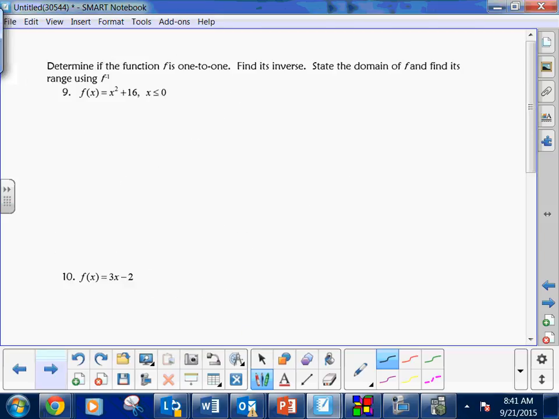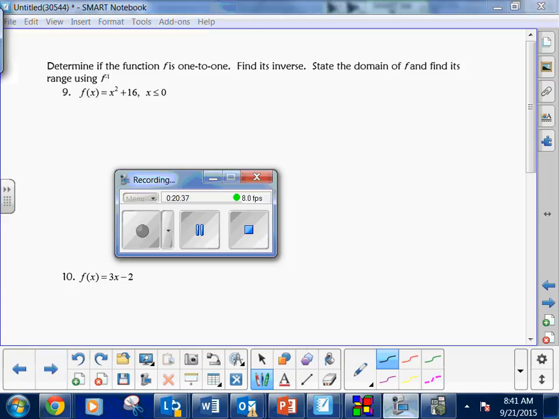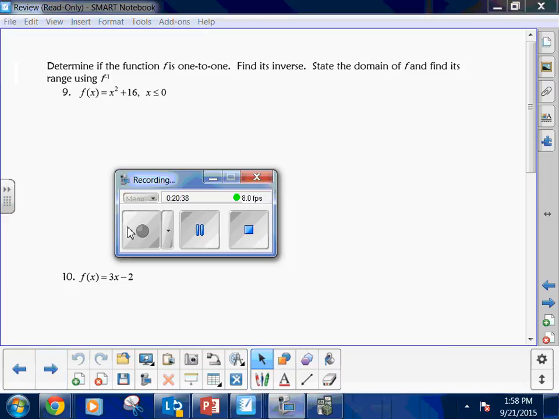Okay, excellent. Now with these right here, they want to determine the functions one-to-one. They also want to, hold on a second, let me go ahead and do this. I'm going to pause it here. All right, excellent. It looks like we left off right at this section where we talked about how to find one-to-ones, find its inverse, state the domain, and find its range using the inverse of the other one. So let's go ahead and determine the function of this one.